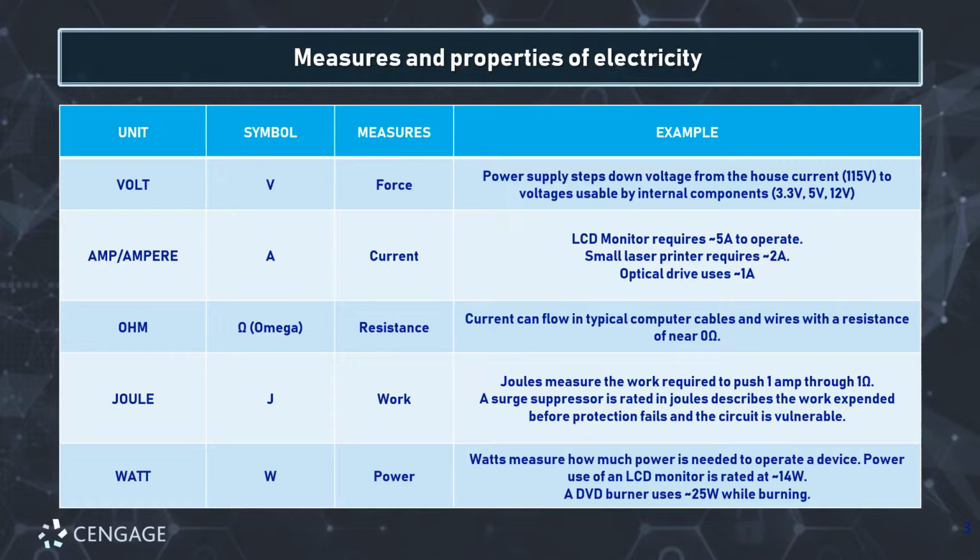The joule, represented as the letter J, is a measure of work. Now, work, if you remember from physics, is force applied over a distance. So in this case, we are registering the amount of work that is needed to push 1 amp of current through 1 ohm of resistance. So a surge suppressor, for instance, that you would find in a power strip is going to be rated in joules and describes the work that it takes before the protection fails.